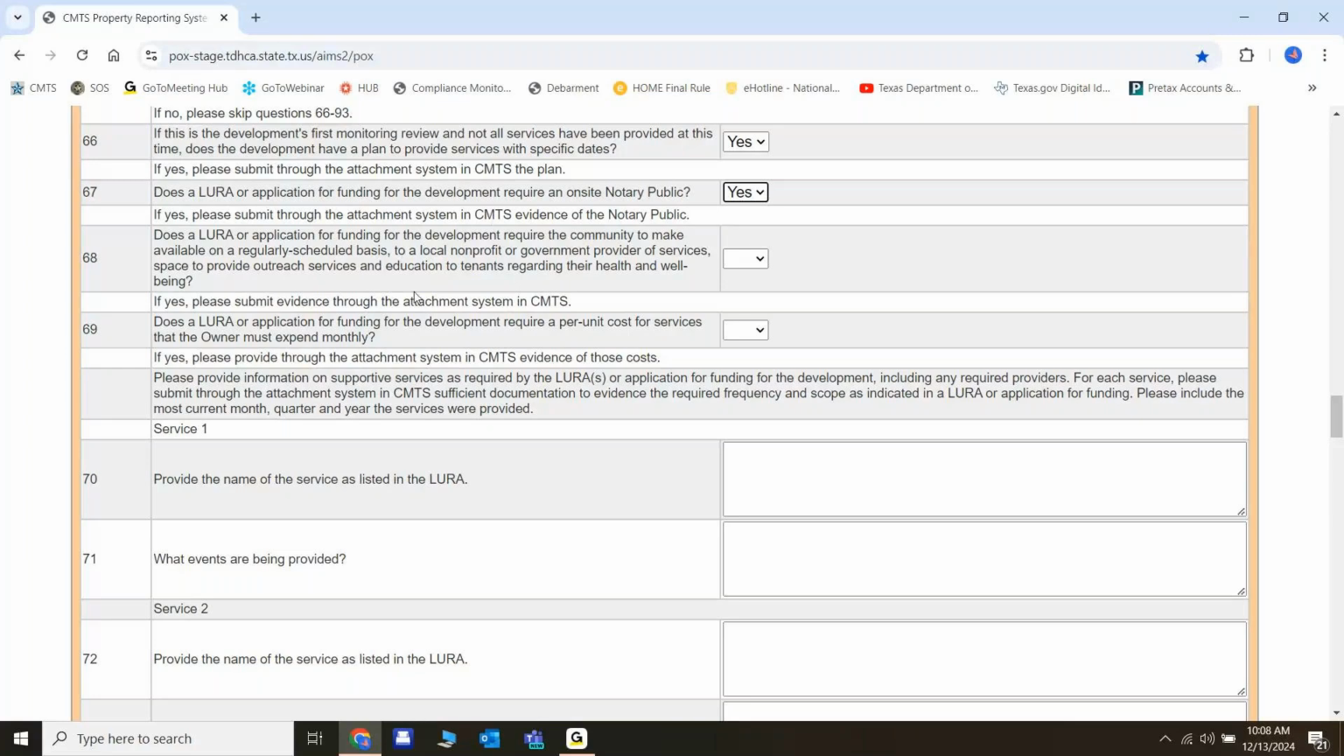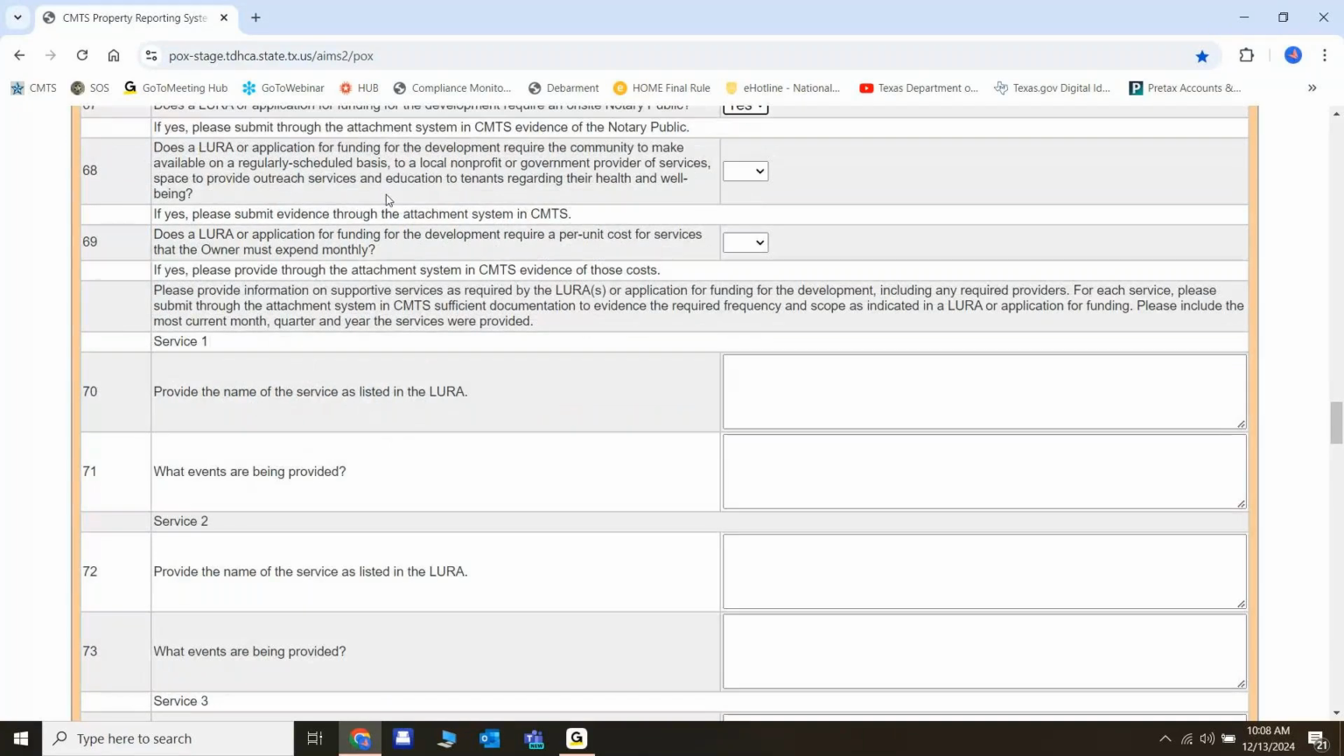Does the application for funding for the development require the community to make available on a regular basis to a local nonprofit or government provider of services a space to provide outreach services and education to tenants regarding health and well-being? If this is yes, then we need proof of that submitted in the attachment system to CMTS. If it is no, then you just say no and move on to the next one.